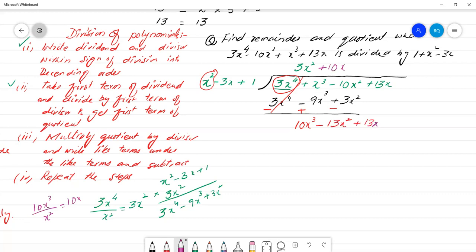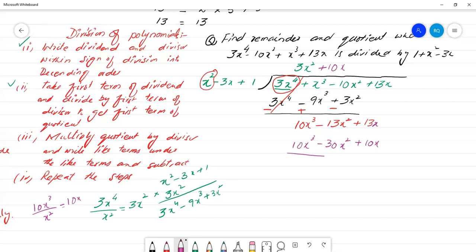Now you have to multiply this 10x with the whole divisor. So 10x multiplied by x squared becomes 10x cube. 10x multiplied by minus 3x becomes minus 30x squared. And 10x multiplied by 1 becomes 10x.